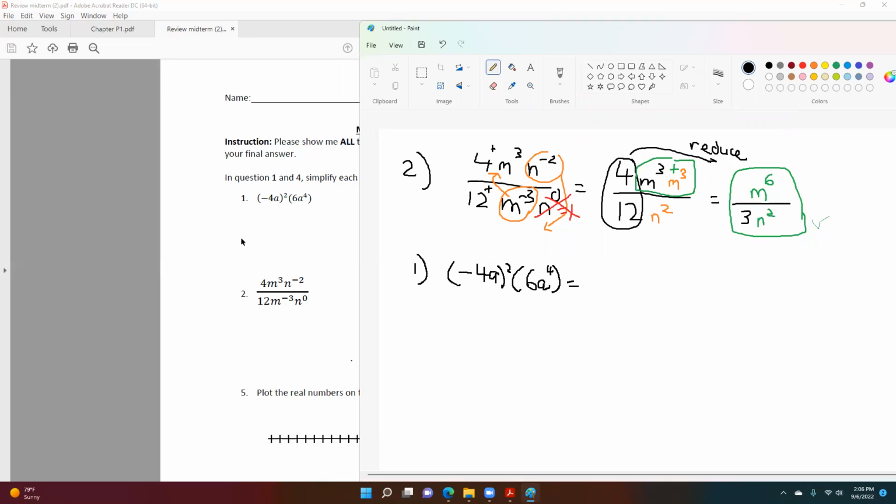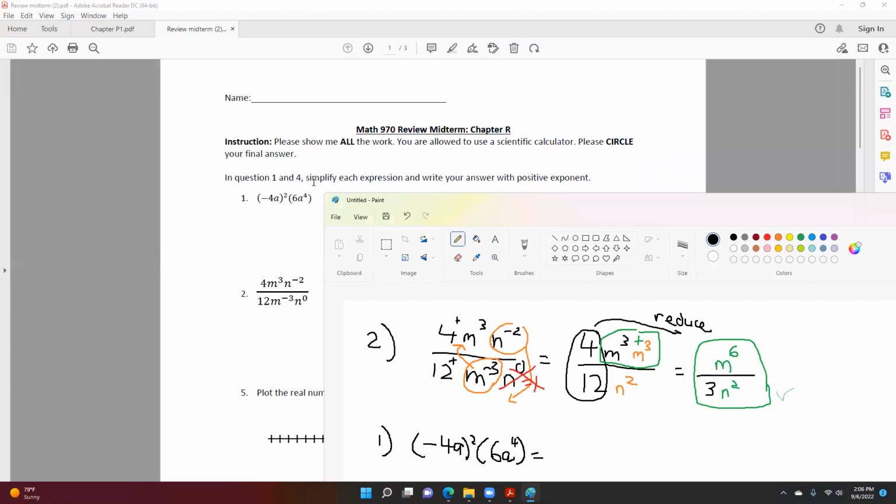Okay, let's go back to question 1 here. By the way, I want you to read the question before we continue. It says to simplify each expression and then write your answer in positive exponents. That's why when you look at this, we are done here, because all your exponents are positive. So you do not need to worry about moving negative exponents. You take care of the negative exponents. This is something that is very good.